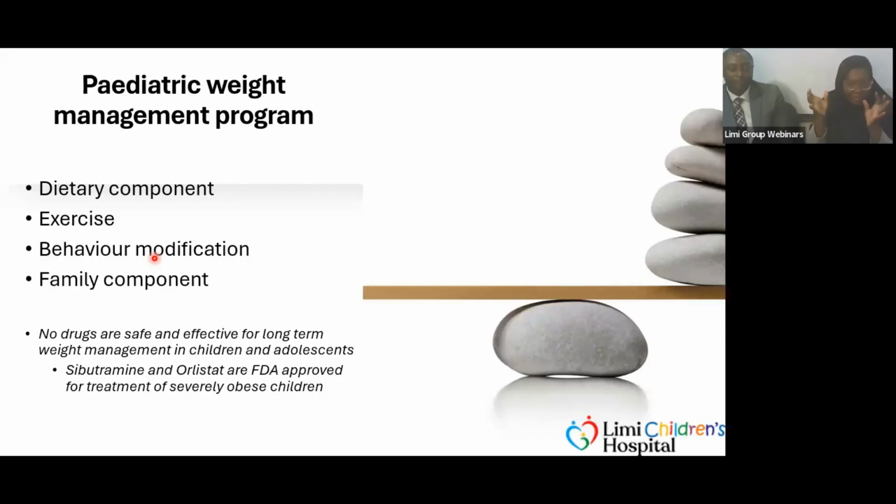For instance, the parents cannot be eating Burger King, Cold Stone, and then you expect the child to be able to uphold all these counseling. So it's very important to take this approach.